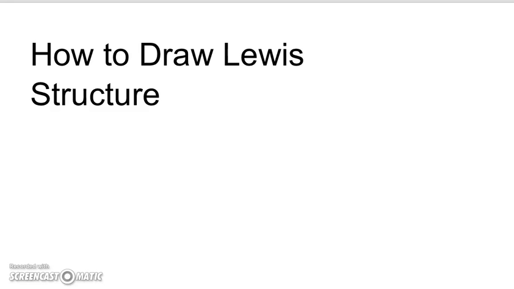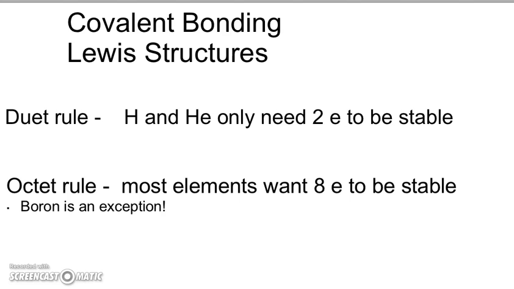Okay, this is a web video on how to draw Lewis structures. The first thing about Lewis structures is that when we look at covalent bonding and drawing Lewis structures, there's two rules you need to know. Hydrogen and helium only need 2 valence electrons to be stable, and most other elements on the periodic table need 8 in order to be stable. The exception is boron. Boron will only need 6, and we'll talk about that in another lecture.